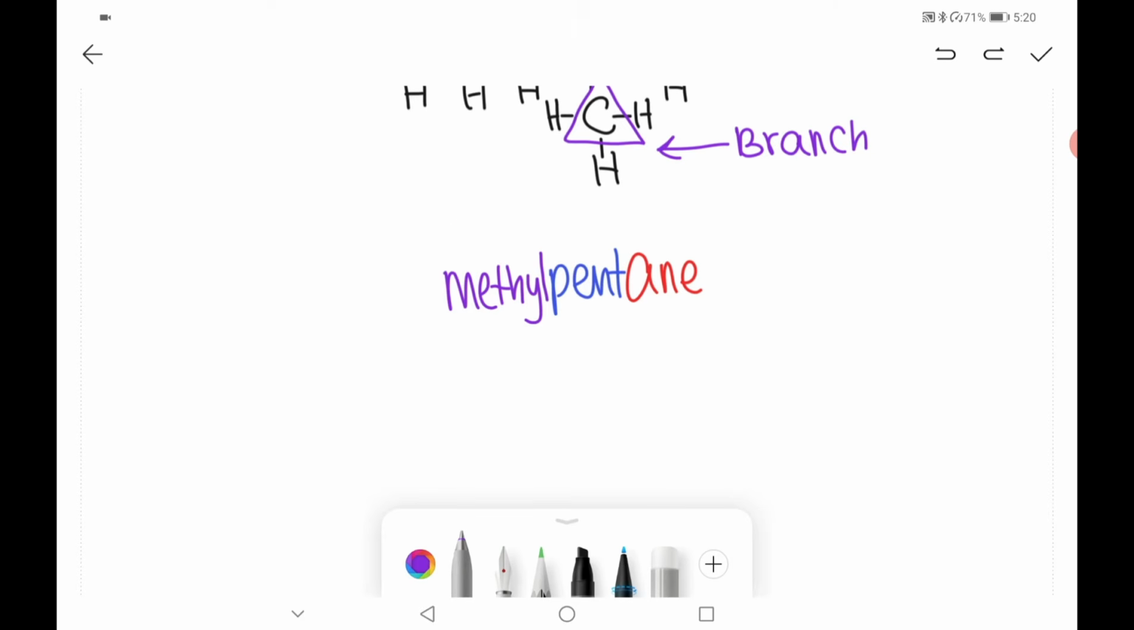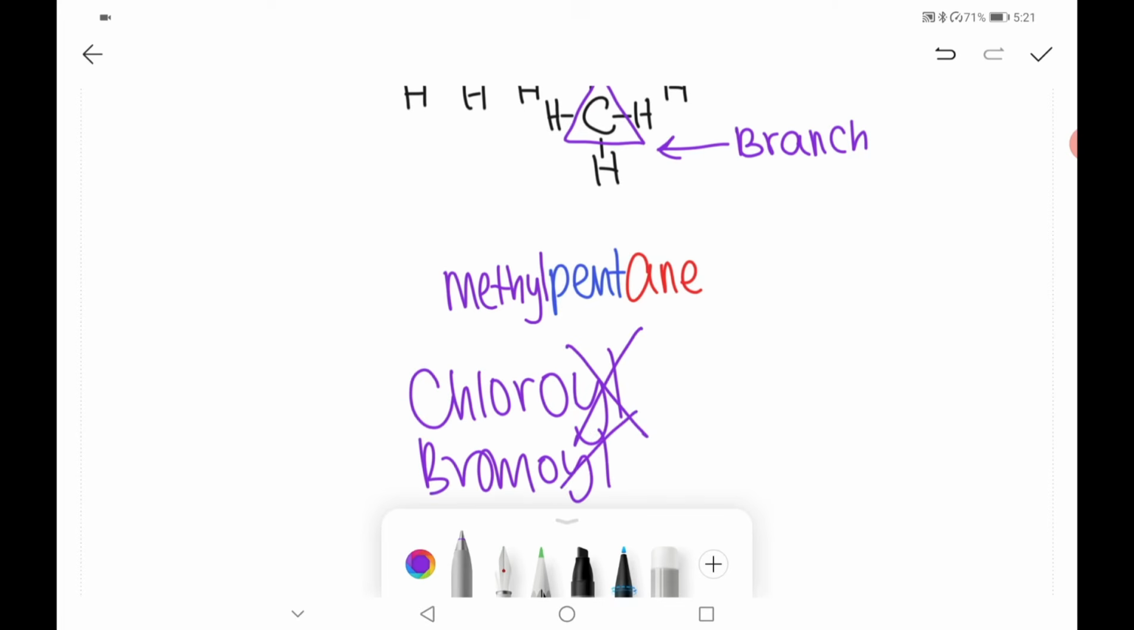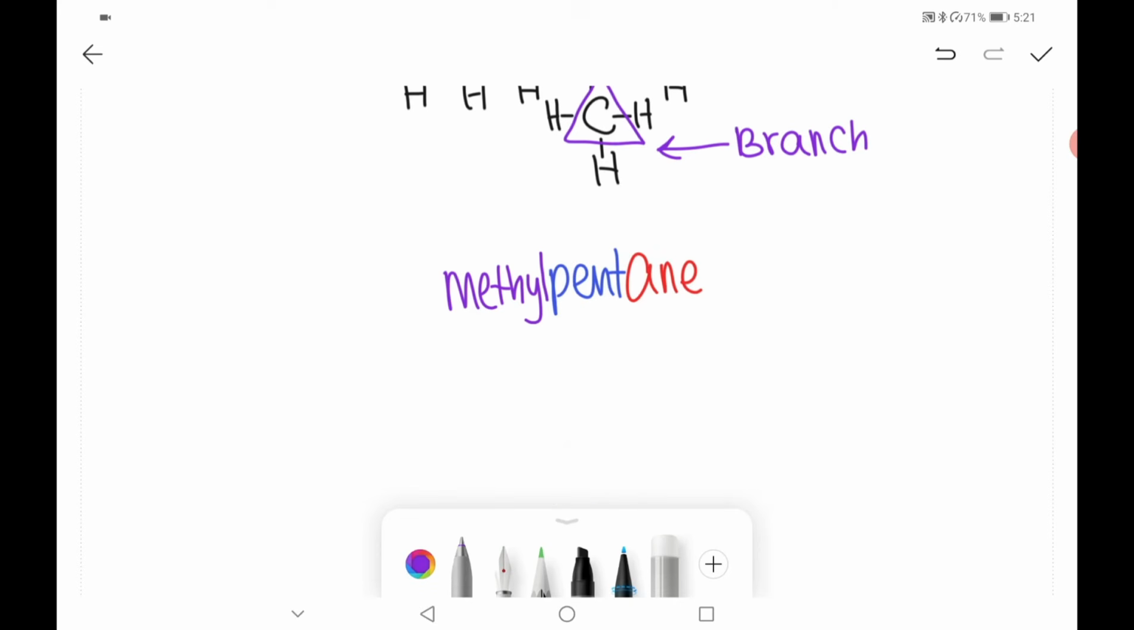So remember, carbon branch need to add YL. For the non-carbon branch, no need. Like chloro, you don't need to add YL. Bromo, no need to add YL. For the non-carbon branch, you don't need to add YL. For carbon branch, you need to add YL at the name.